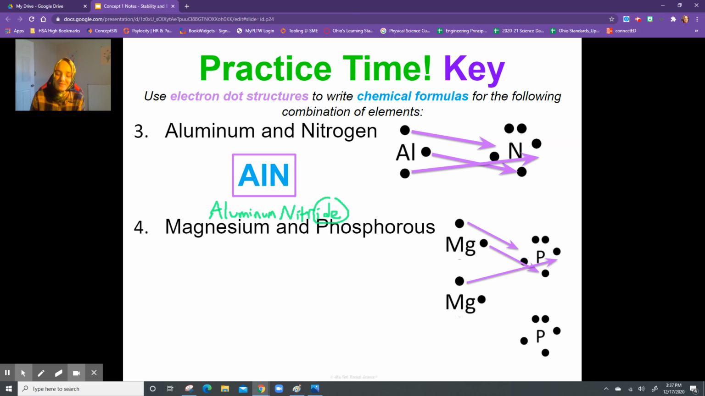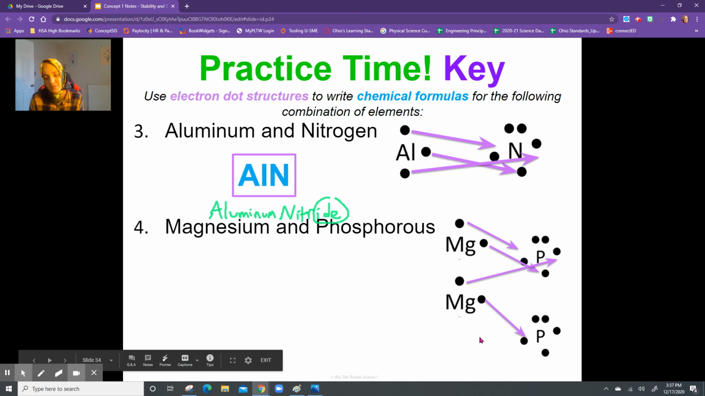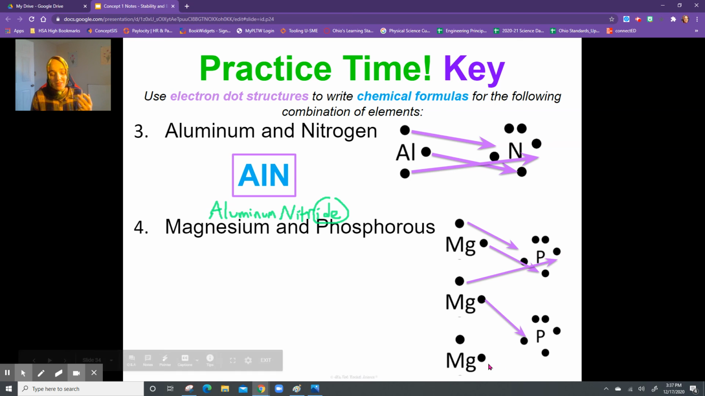Now start over. This will go there. Now phosphorus needs 2 more. 1 here, 1 here. Who's going to provide that? Of course, another magnesium will come to help. And this time, finally, the magnesium's 2 dots are going to go there. And everybody is happy now. Are you guys happy too?